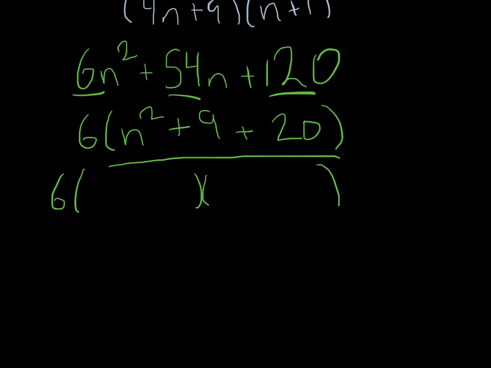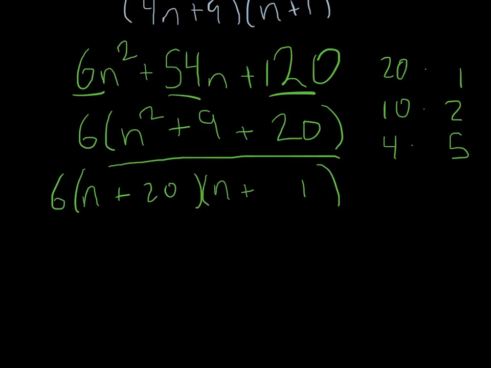And then we know to get n squared we need an n and an n. And then to get the 20, we can have 20 times 1, 10 times 2, 4 times 5. So if we try these out, if we go with 20 and 1, we're going to have n squared plus 21n plus 20, and we need plus 9n, so that's not right. So then we try 10 and 2, it's n squared plus 12n plus 20, so that's not right.